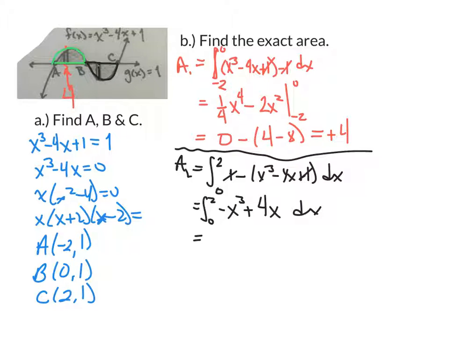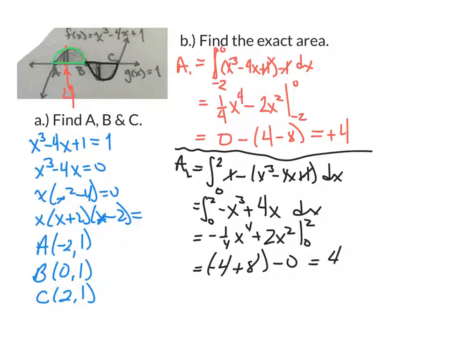The integration is very similar, just the opposite really. We'll have negative 1/4 x to the 4th plus 2x squared, evaluated from 0 to 2. Plugging in 2 first, 2 to the 4th is 16 times negative 1/4 is negative 4 plus 8. And from that, we'll subtract 0, and that gives us an area of also 4. So the area of this region is also 4, meaning that the total area is the area of the two regions combined, and that gives us a total area of 8.